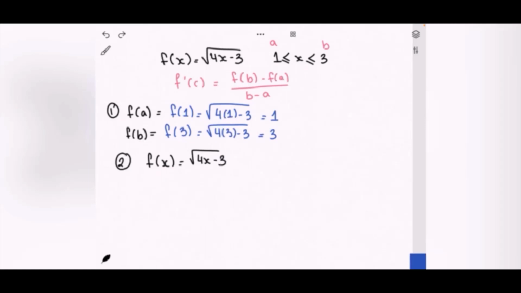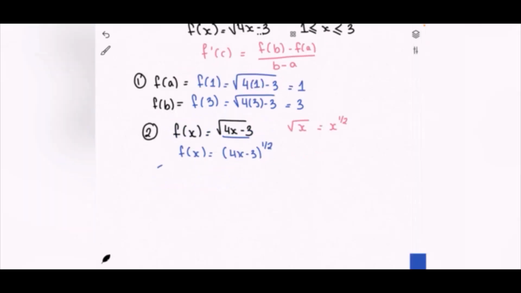First, we're going to rewrite the equation without the square root. So f of x is equal to 4x minus 3 between brackets to the power of 1 over 2, because square root of x is equal to x to the power of 1 over 2. And now we're going to find the derivative.